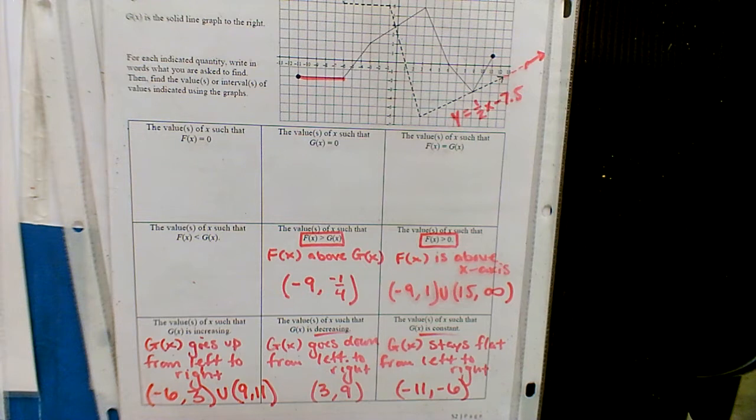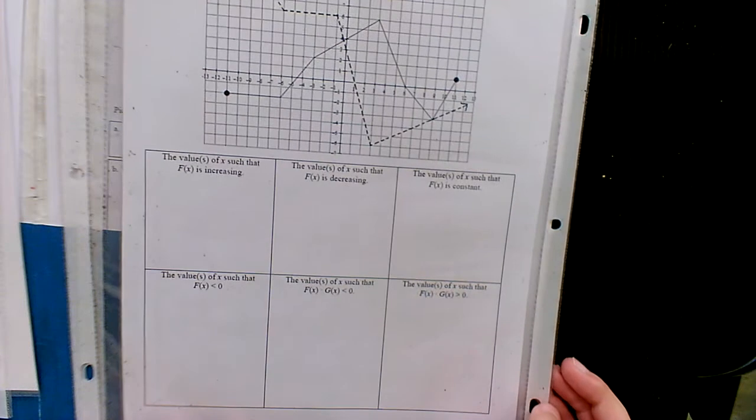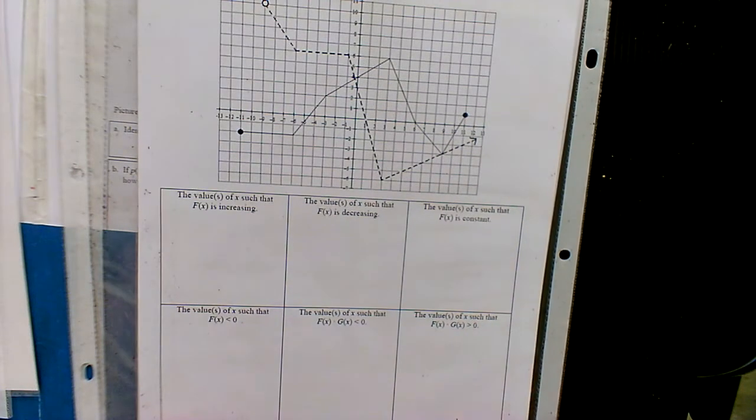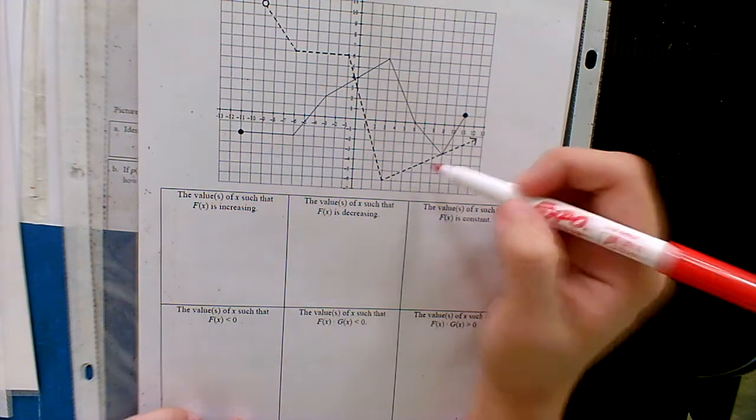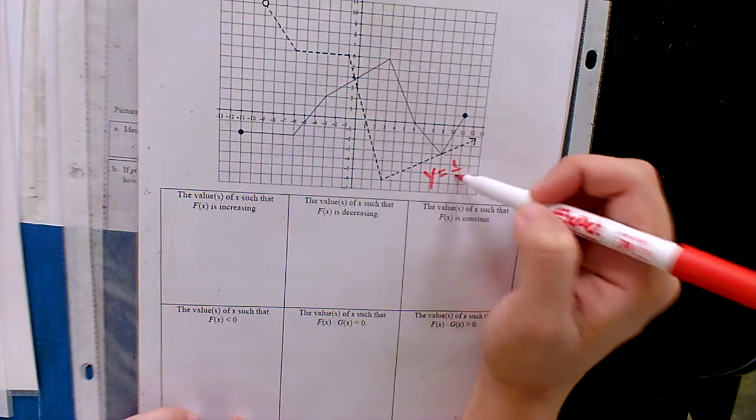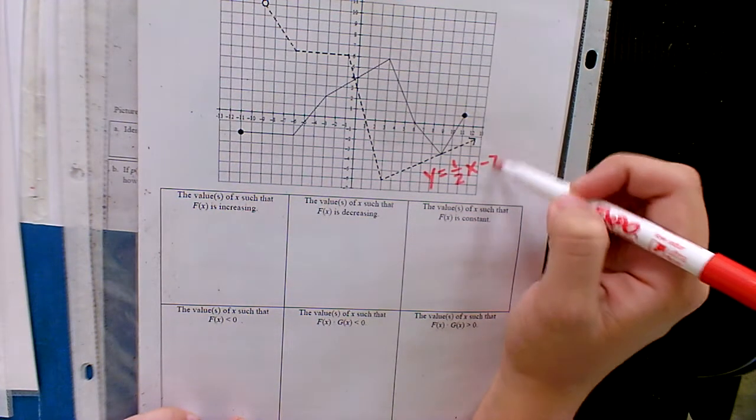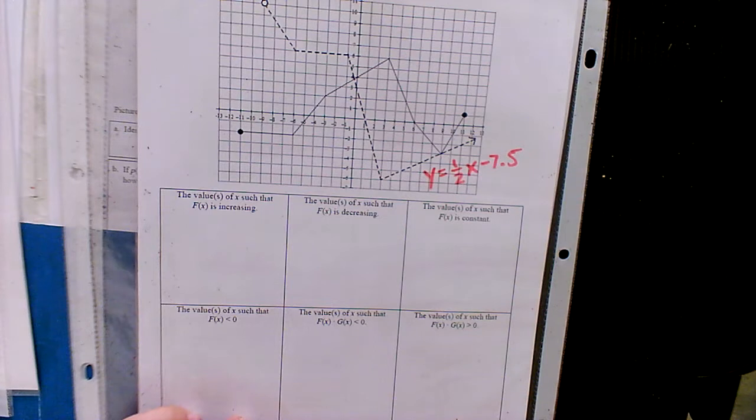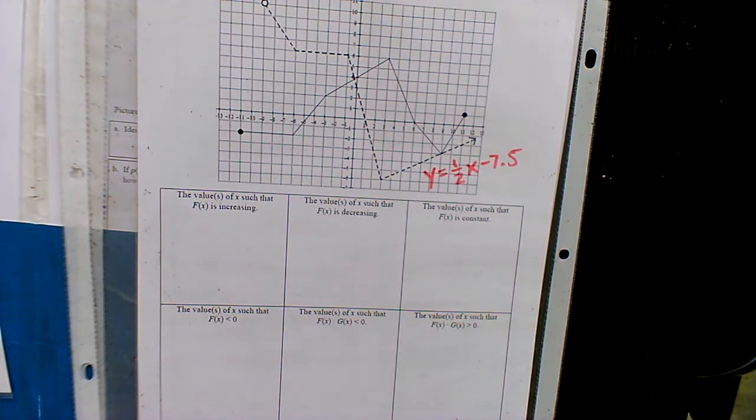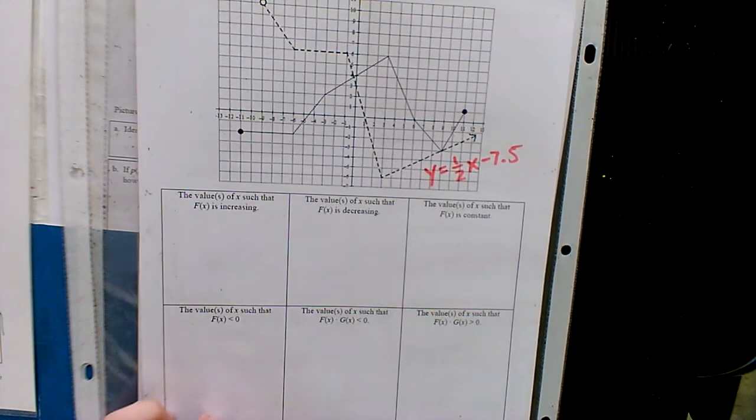How are we doing so far? Pretty good? All right, we're going to try some more. All right, page 53. We have basically the same graph as before. So it's the same f of x and the same g of x, but they're going to ask us a little bit more information for this one. Now, we did say that the equation of this line was 1/2 x minus 7.5. Okay, we may need that, we may not, who knows, at least we have that information. So let's take a look at these questions.